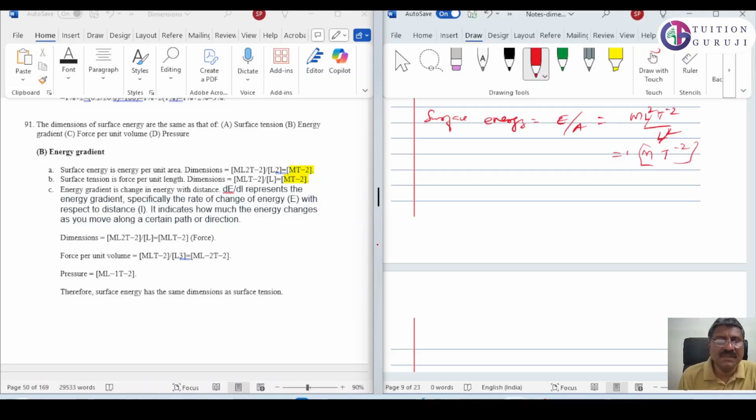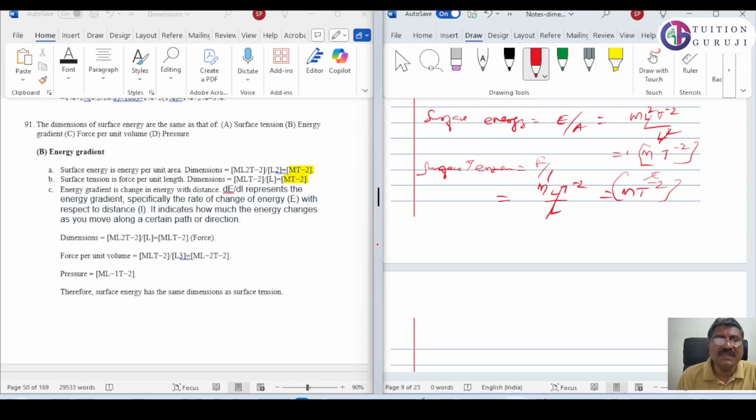What is surface tension? Surface tension is actually force per unit length. So surface tension is equal to force per unit length. That will be M L T raised to minus 2 by L. So what you will get is M T raised to minus 2. So both are having the same dimensions.